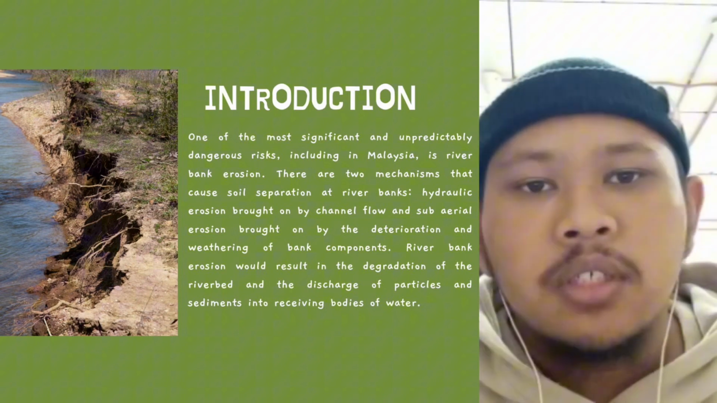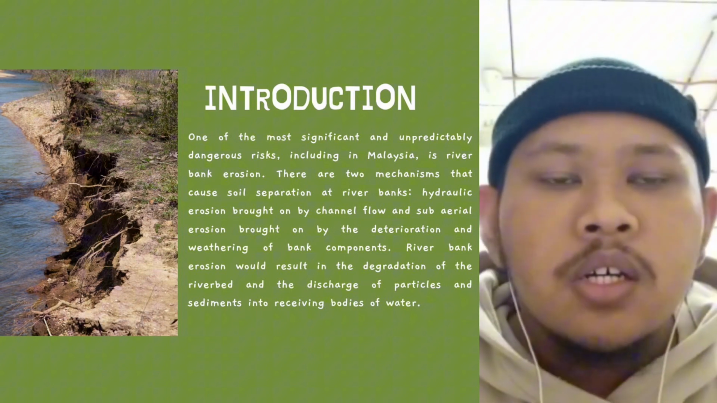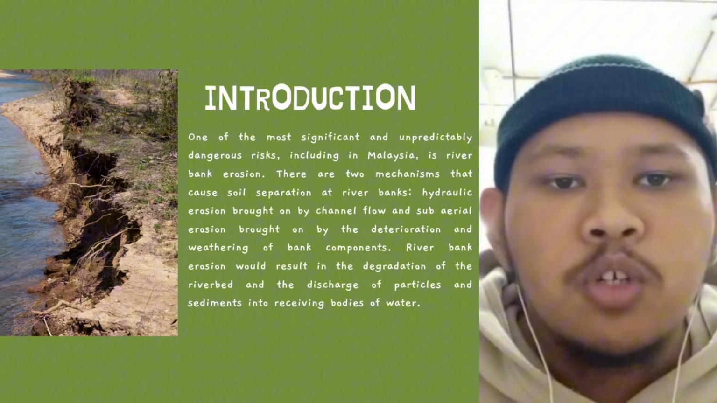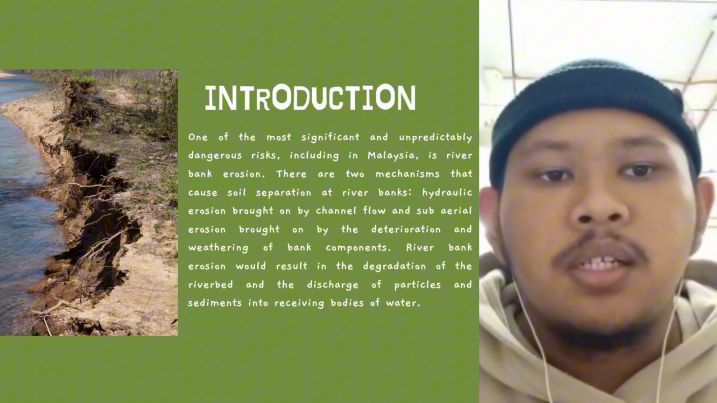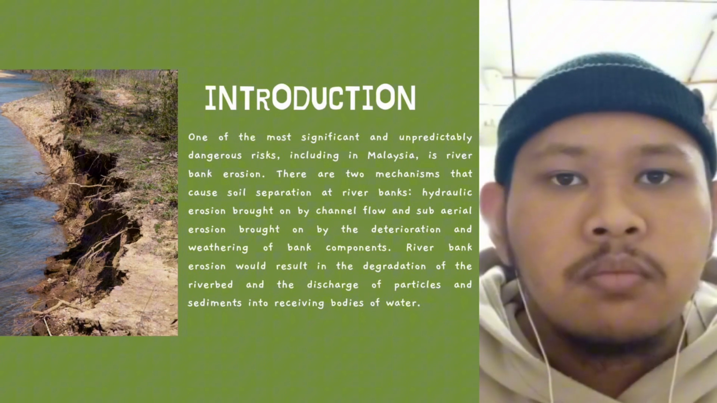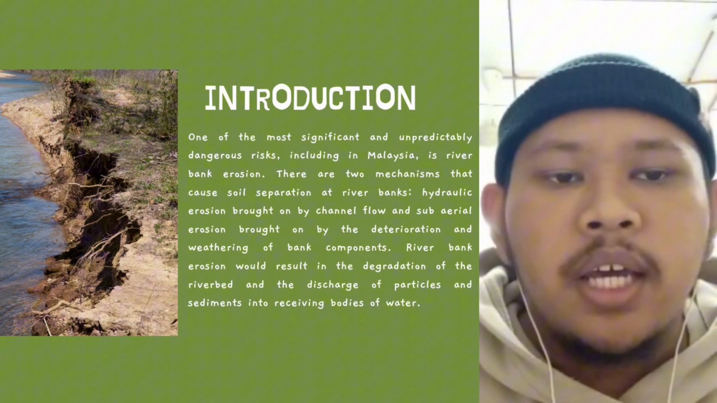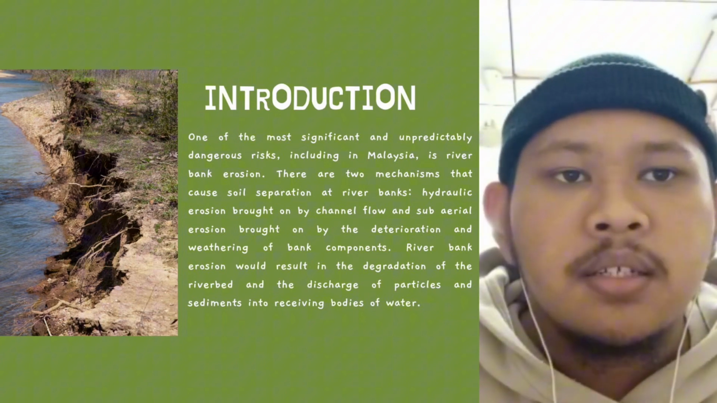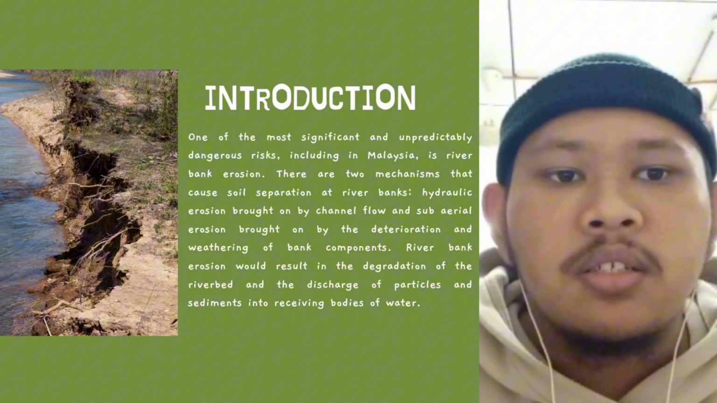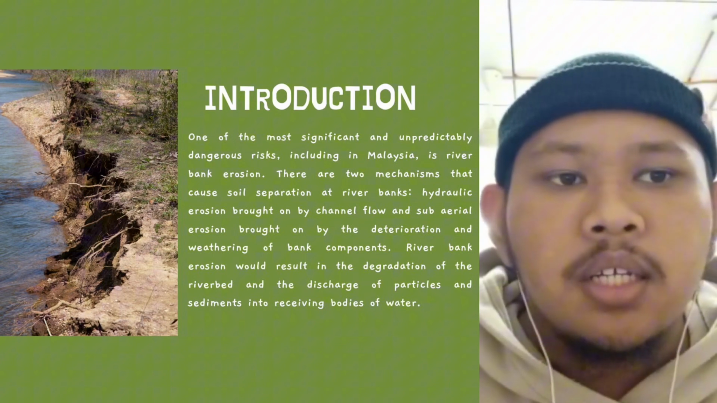In today's video, I'm going to talk about riverbank erosion. So, what is riverbank erosion? Riverbank erosion is one of the most significant and unpredictable dangerous risks in Malaysia. There are two mechanisms that cause soil separation at riverbanks. Firstly is hydraulic erosion brought on by channel flow, and second one is subaerial erosion brought on by the deterioration and weathering of bank components.